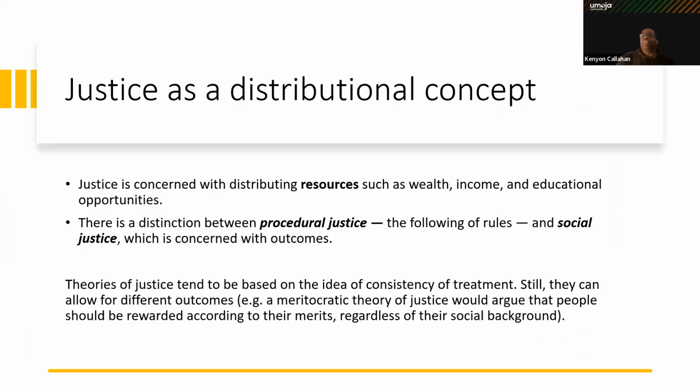When we talk about justice as a distributional concept, justice is concerned with distributing resources such as wealth, income, and educational opportunities. This is for those who believe in social justice, it is a form of socialism. That's why you call it social justice. Like you want to make sure everyone spreads the wealth, so to speak. Now, not everybody believes in it, and that's okay. Especially, how does that work in a capitalistic society, right?